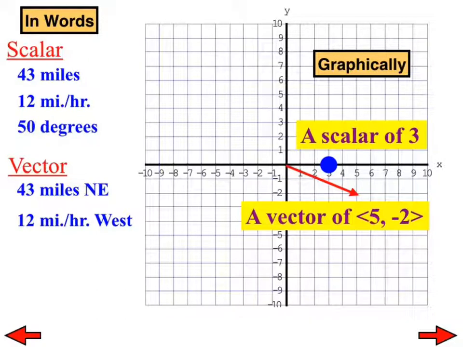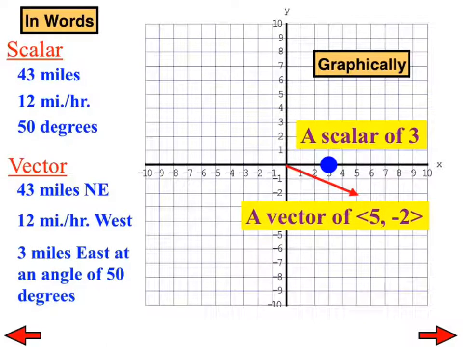And another example of a scalar, maybe 50 degrees. And then turning that into something in the form of a vector, maybe like 3 miles east at an angle of 50 degrees.